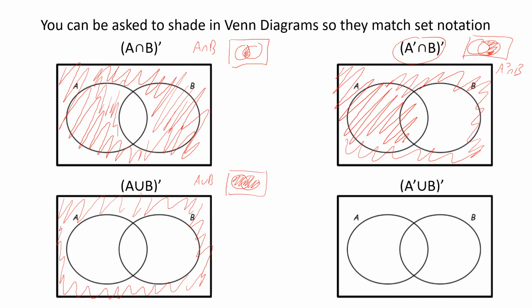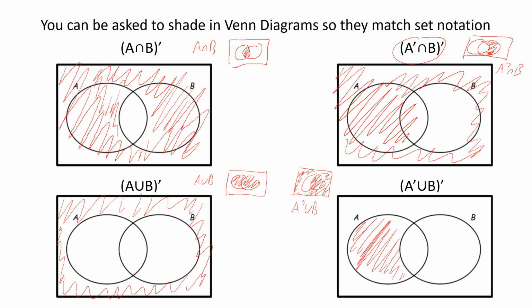And finally, A dashed union B dashed. Again, we want to shade that in to start with. So we want everything that is outside the A circle and everything that's in the B circle. So that's going to be everything except the left-hand part. And then we want the complement of that. So we do want that left-hand part and nothing else.